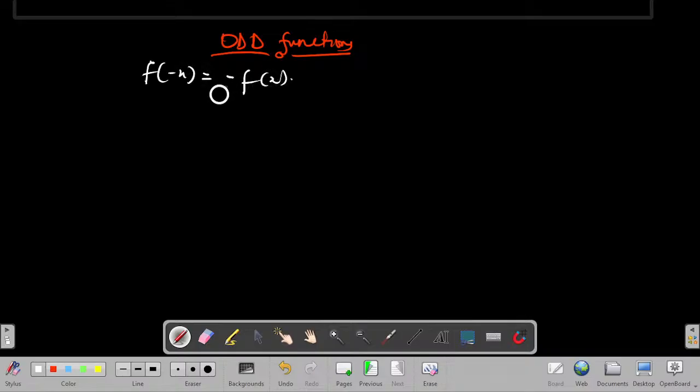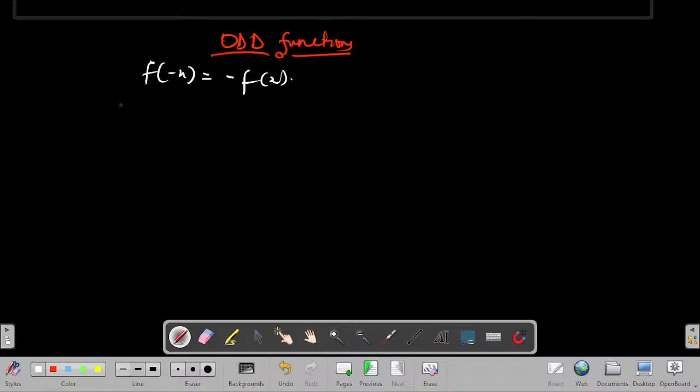When you talk about odd functions, this is very similar to the even function with a slight difference. So we say that f of negative x is equal to negative f of x. This is what we call an odd function. So here, if you put a negative input, you end up getting the negative of your function. Okay, that's a typical odd function.